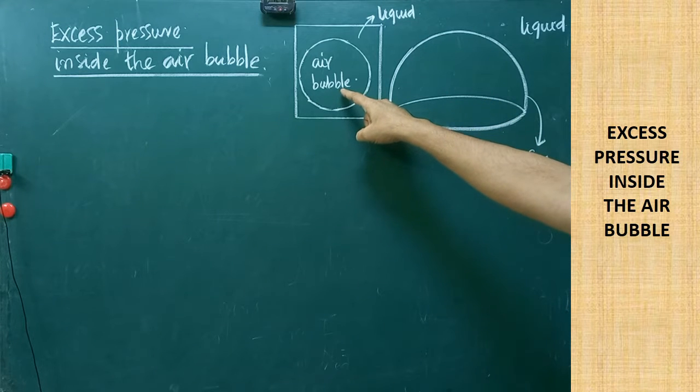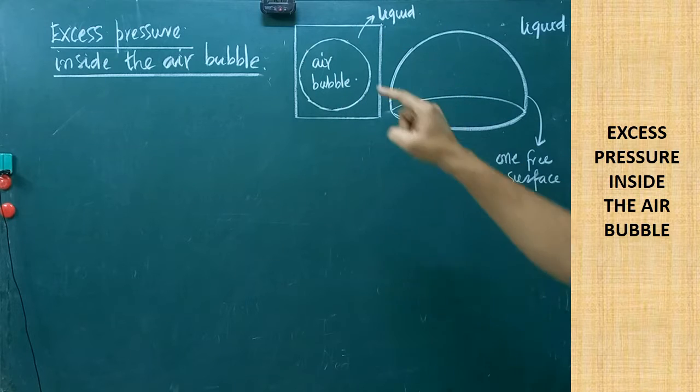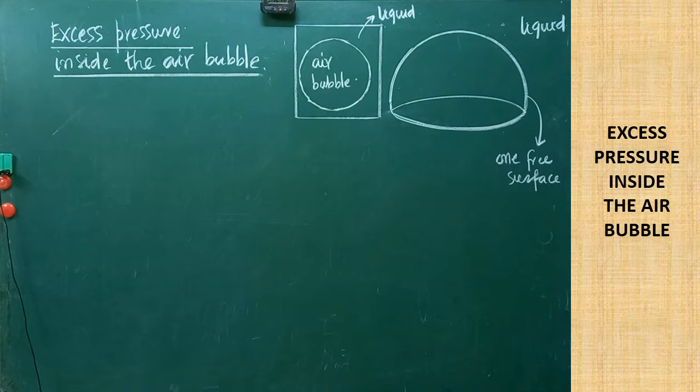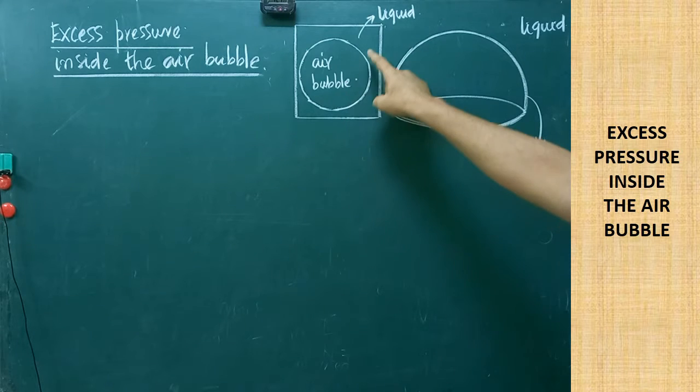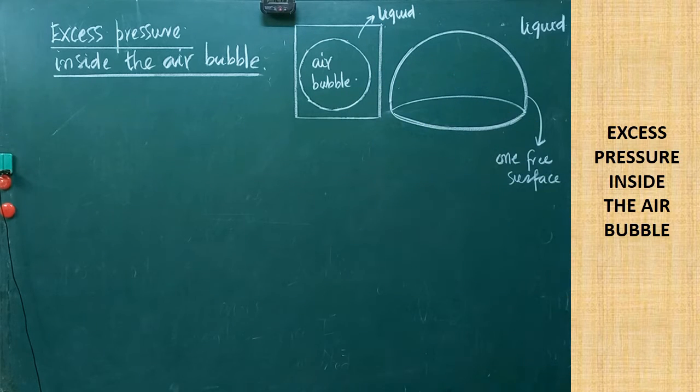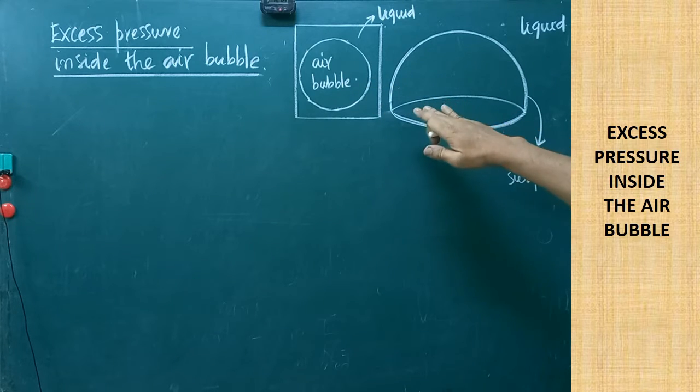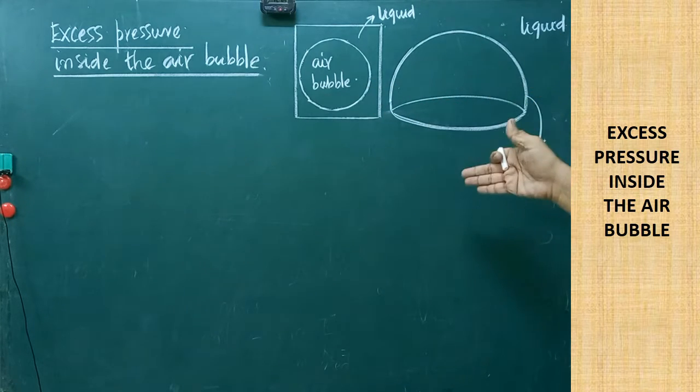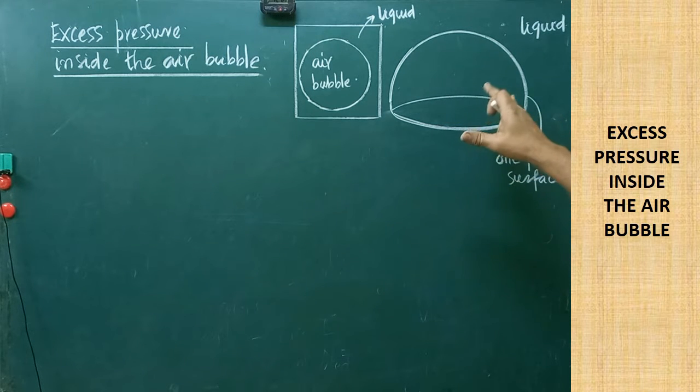Here, this is the complete structure of the air bubble within the liquid. Whenever you blow air through the liquid, air bubbles will be formed. So the air bubble is usually surrounded by liquid. For our derivation purpose, the air bubble is split into two hemispheres, and here we have taken one of the hemispheres.